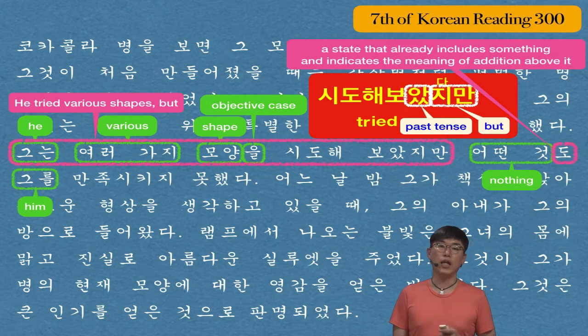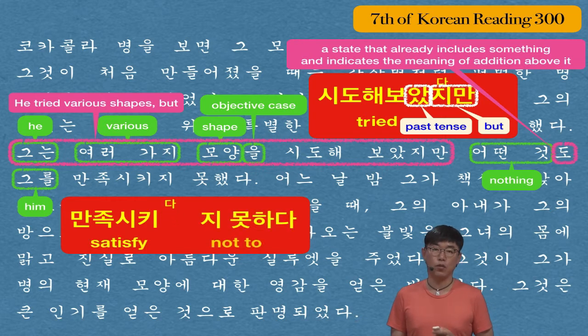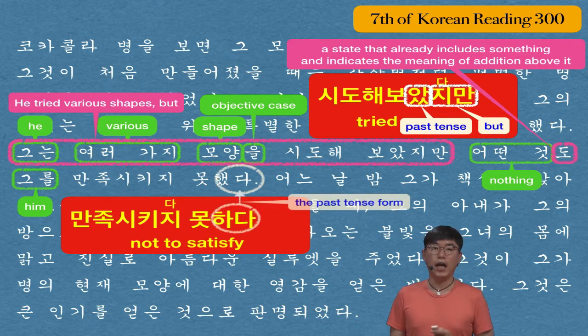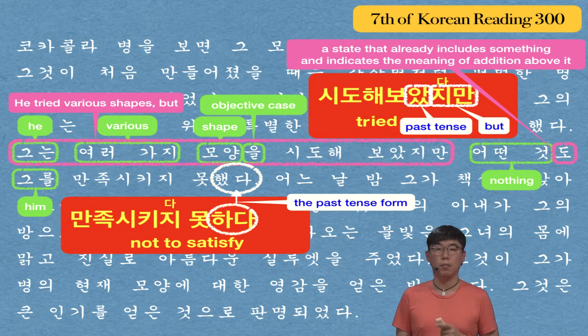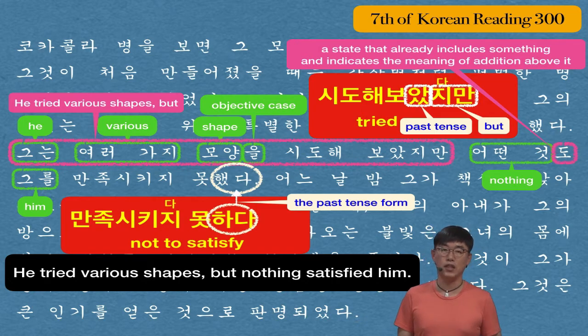And 만족시키지 못했다 came from 만족시키다, which means to satisfy. And the letter 다 is replaced with 지 못하다, which means not to satisfy, the negation form of the verb. And 하다 is changed into 했다, which is the past tense form. And 그를 is him. So 어떤 것도 그를 만족시키지 못했다 is nothing satisfied him. So 그는 여러 가지 모양을 시도해 보았지만 어떤 것도 그를 만족시키지 못했다. He tried various shapes but nothing satisfied him.